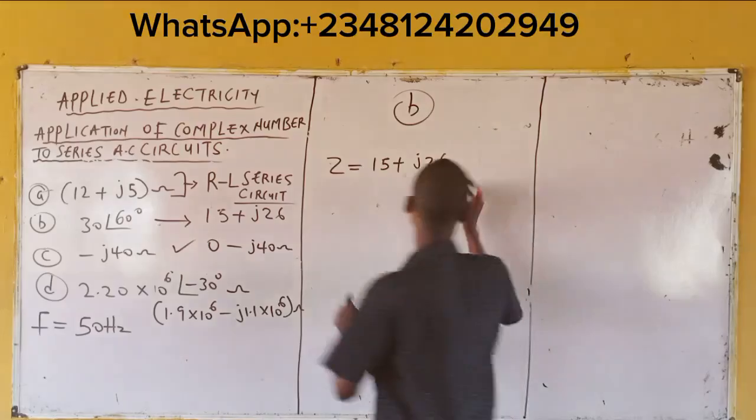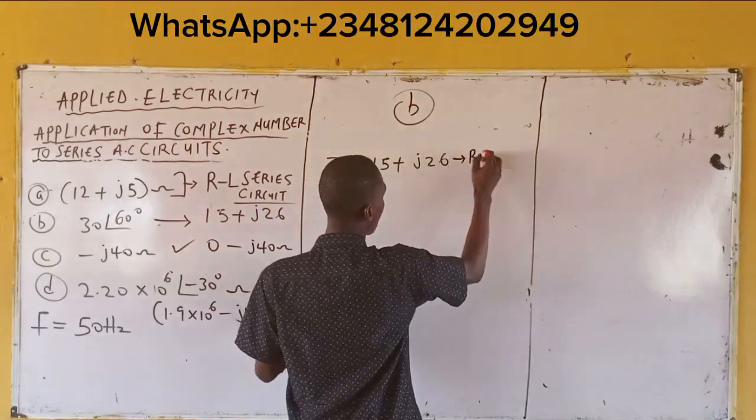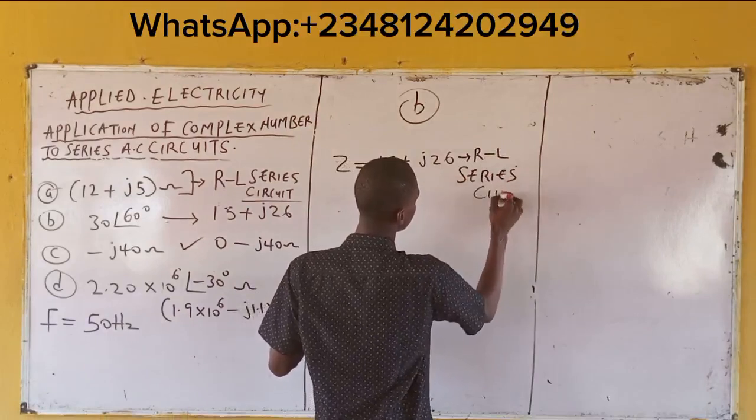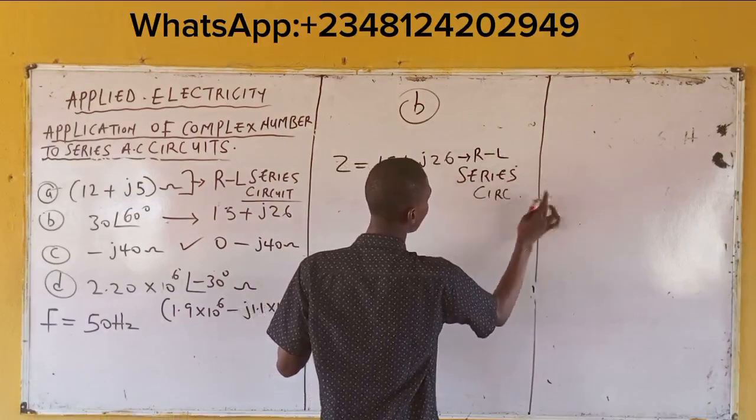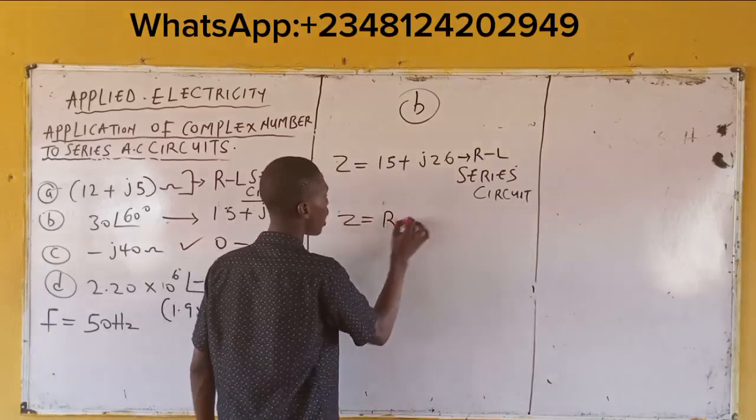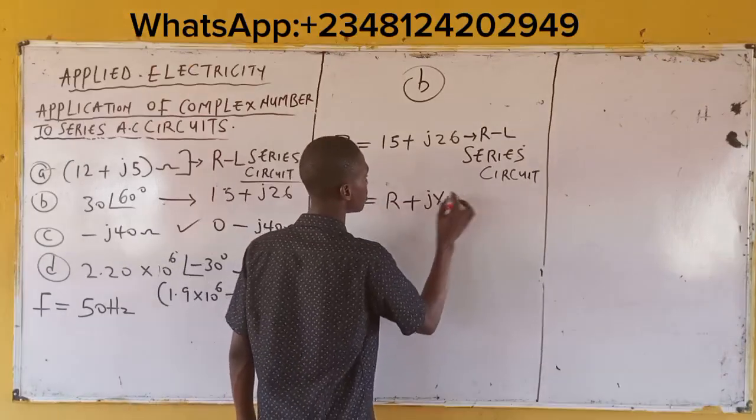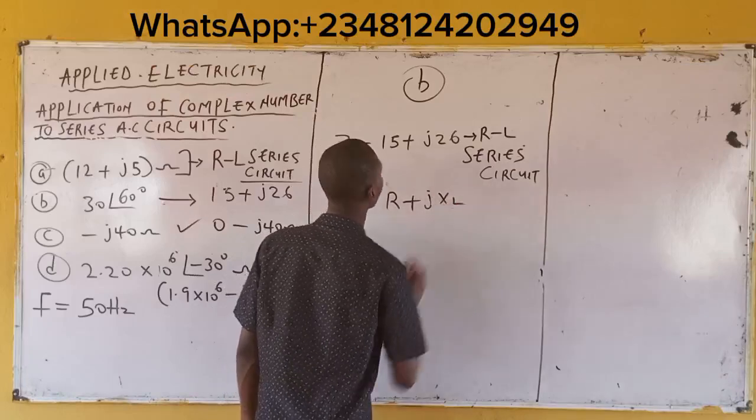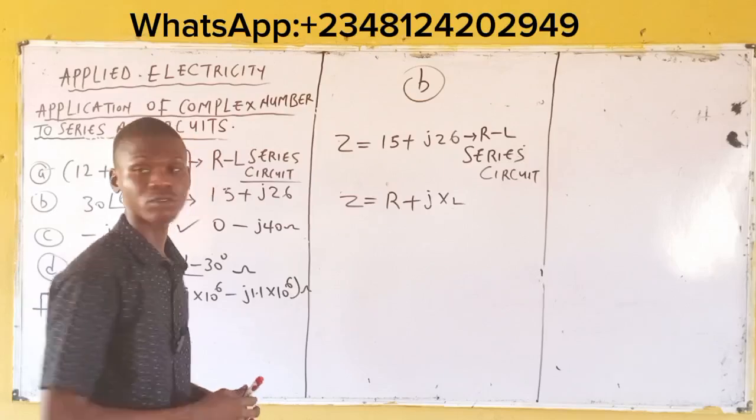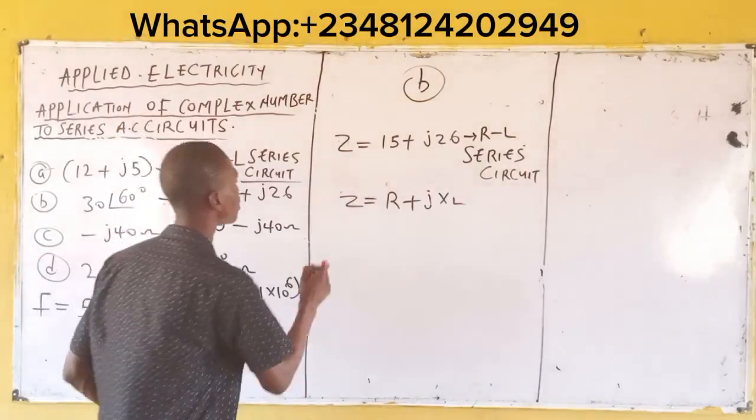So this is an RL series circuit. And for an RL series circuit, what's the formula of Z? Z is equal to R plus jXL. Now, from here, what will be your R without solving? What's the value of the resistor? 15, from what we've done before.